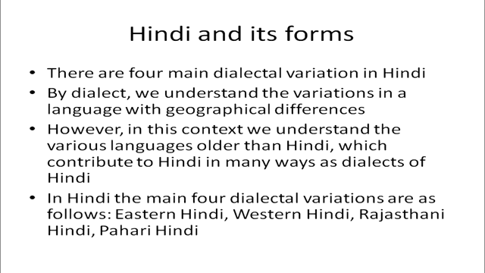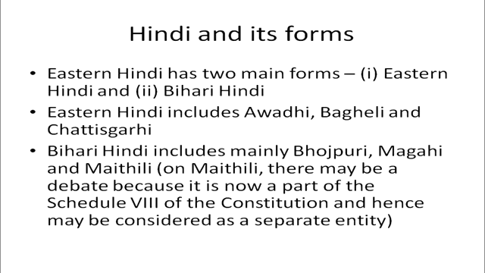Now, we will talk about various languages, but first let us classify these dialects of Hindi, which are sometimes languages also in their own right, in four broad categories. The first category is Eastern Hindi, the second would be Western Hindi, the third would be Rajasthani Hindi and the fourth would be Pahari Hindi. Let us take them one by one, first Eastern Hindi. Eastern Hindi has two main varieties, two main dialectal variations. One is Eastern Hindi in general, and the other is Bihari Hindi. Both of them come within the broad category of Eastern Hindi.